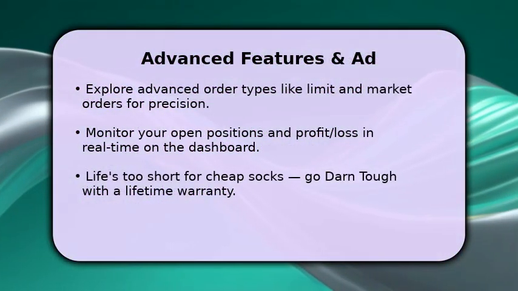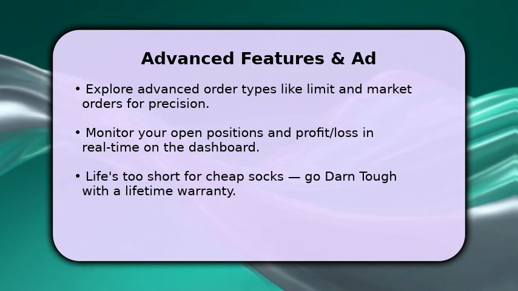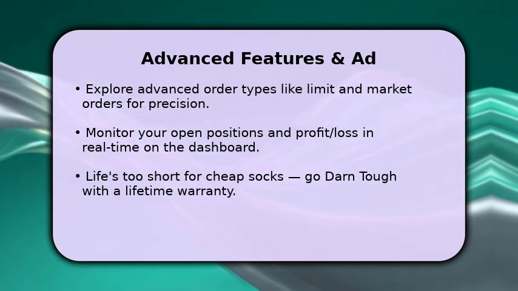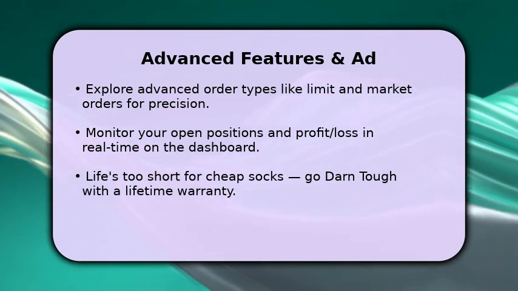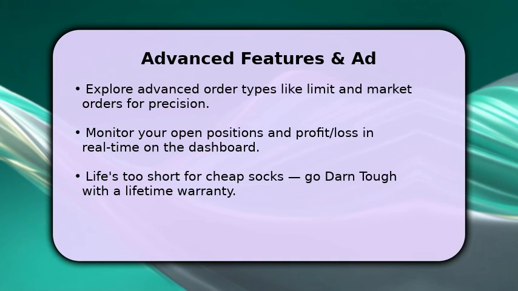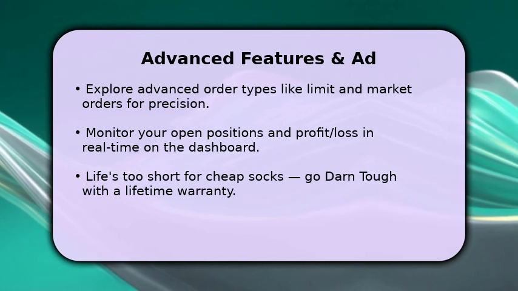Coinbase Derivatives offers advanced order types, including limit and market orders, allowing for precise entry and exit points. Continuously monitor your open positions and track your profit and loss directly from your dashboard. This real-time data is essential for making informed decisions.